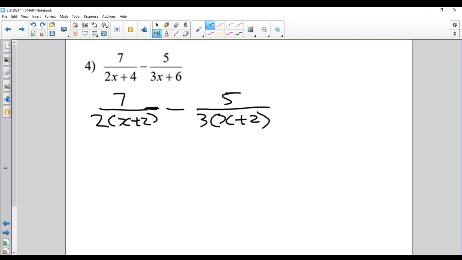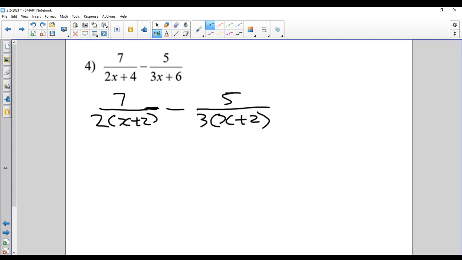X plus 2 cancel out? No, you can't do that. Because first of all, there are two denominators, so you can't just cancel out two denominators. You can't do that. So what does the common denominator look like?